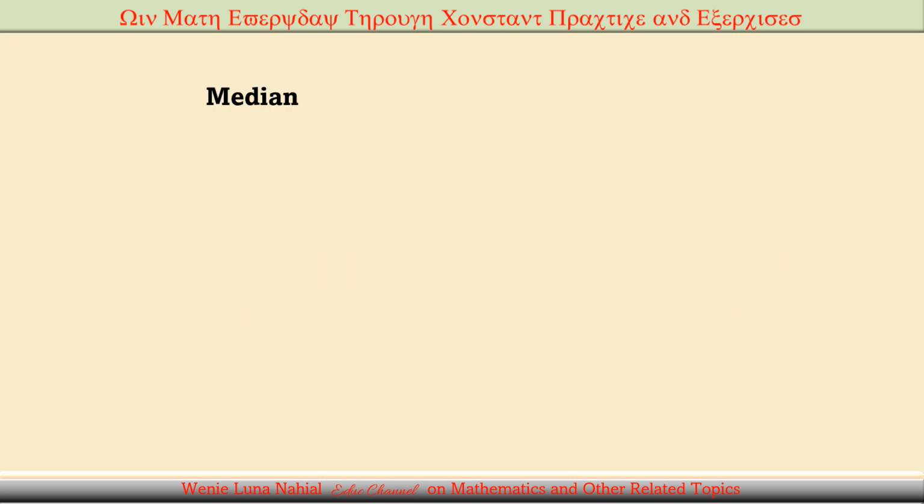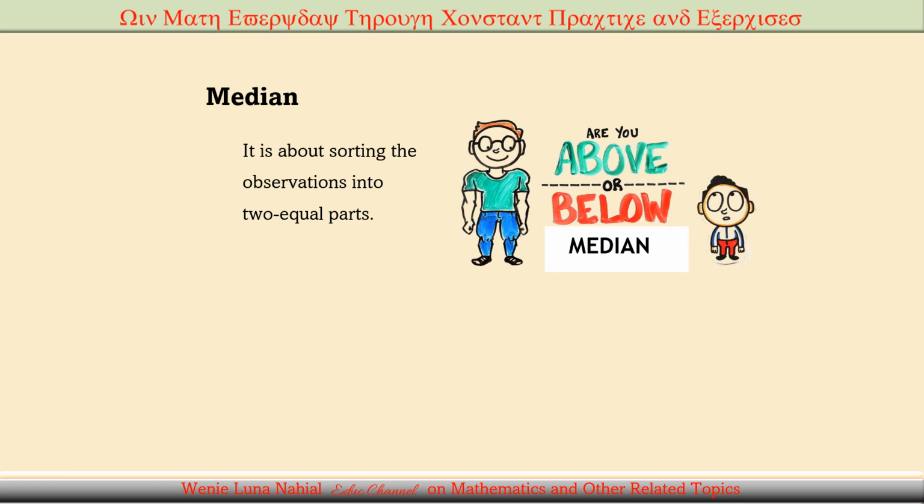Okay, let's come now to the second measure of central tendency, which is the median. Median is about sorting the observations into two equal parts. The concern of this measure of central tendency is not about knowing how many are above or below the median, but we are sure that 50% are above the median and the other 50% are below the median.